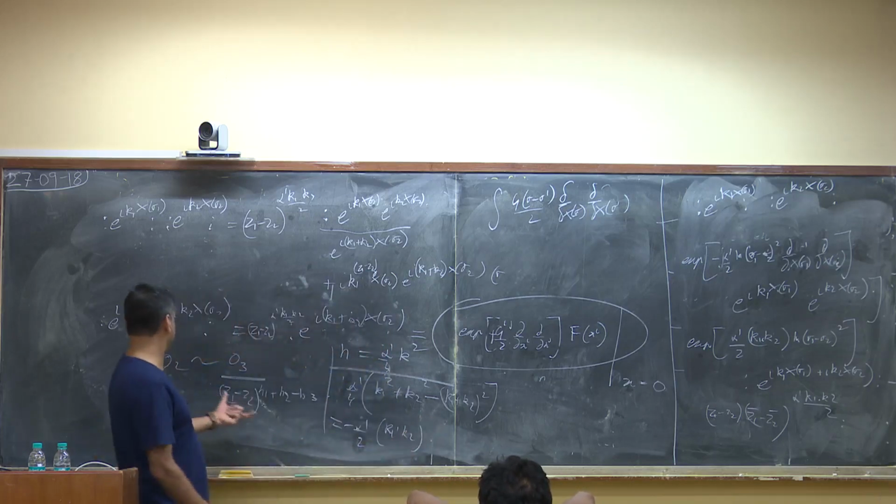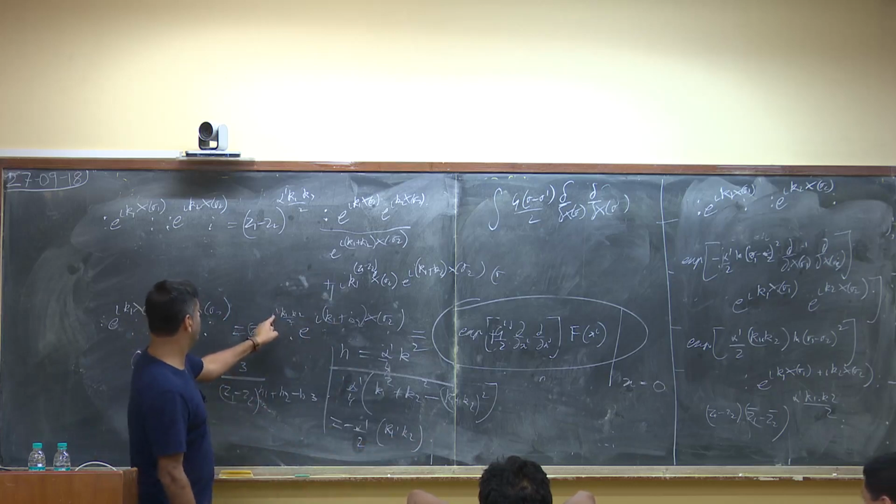And therefore you get (z1 minus z2) to the power alpha prime k1 dot k2 by 2. And the minus has gone because it comes in the numerator.